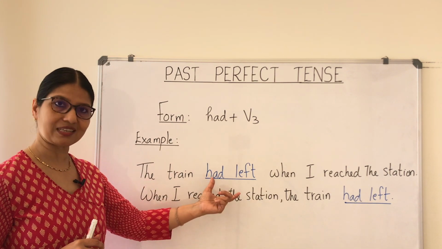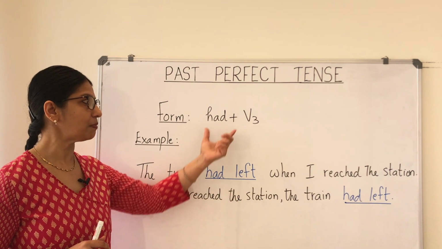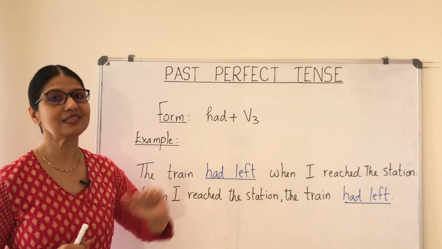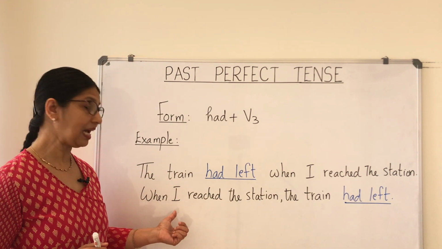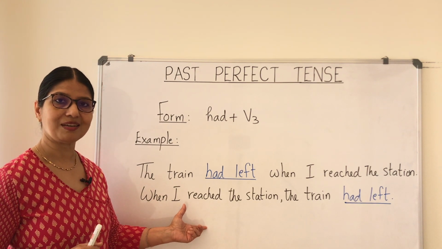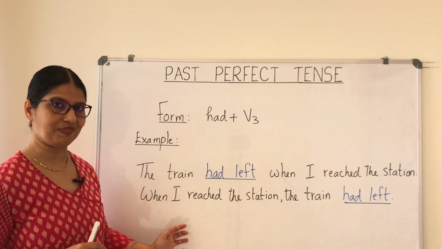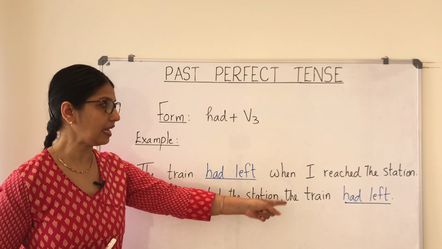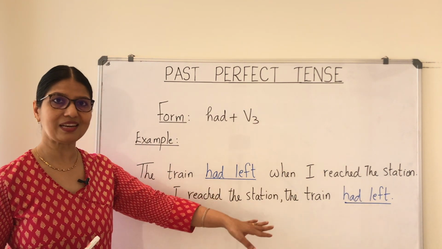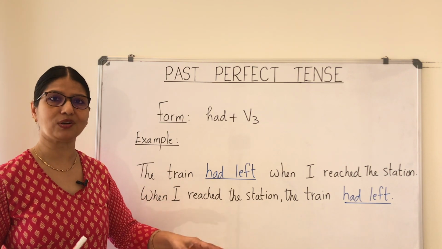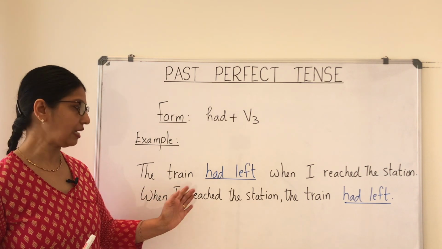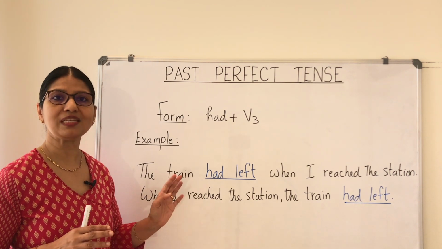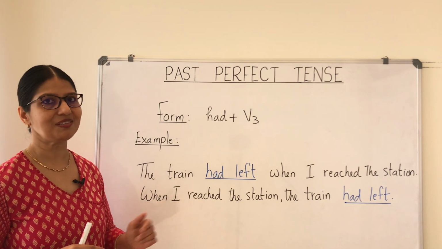So with the first action, I used the past perfect tense, had left, and with the second event, I used the simple past. And here I have rewritten the sentence by reversing the order of the events. So here I wrote, when I reached the station, the train had left. So it's clear that it doesn't matter in which order the events are given. You can write it in both ways, but the verb tense used itself makes it clear which event happened first.